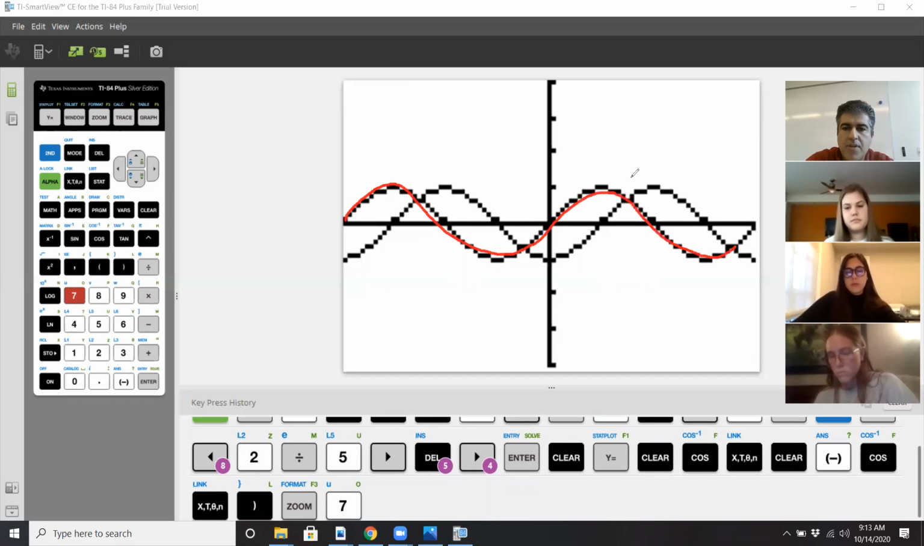Anyone want to tell me what this looks like? This is the derivative. This is the original. Remember, the original is negative cos x.